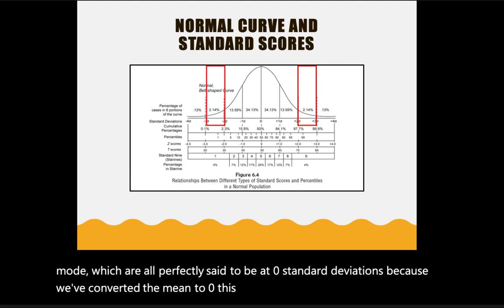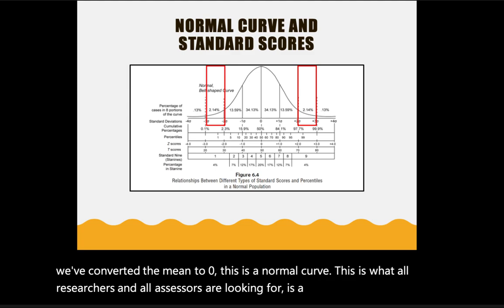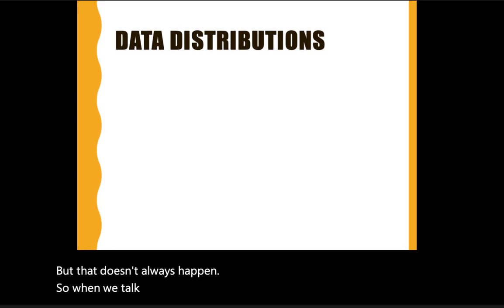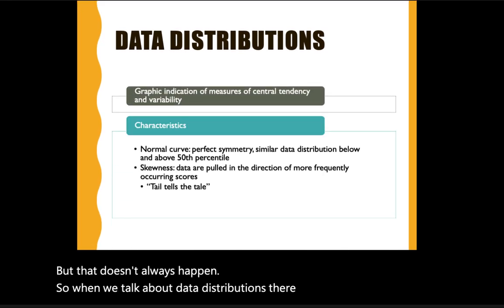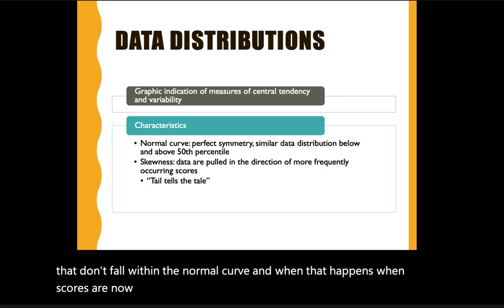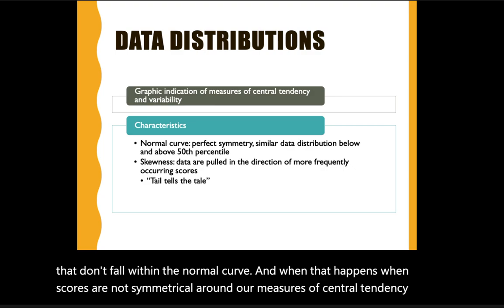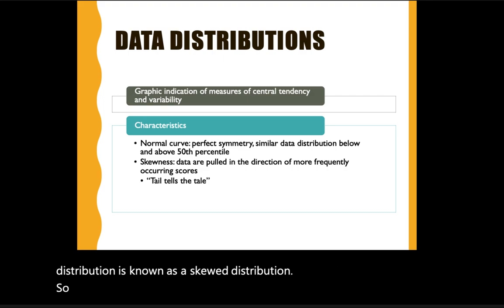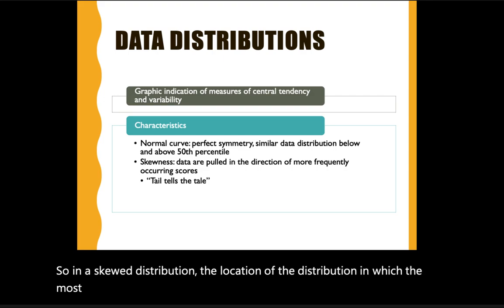This is a normal curve. This is what all researchers and all assessors are looking for, is a standard normal curve. But that doesn't always happen. So when we talk about data distributions, there are some characteristics that don't fall within the normal curve. And when that happens, when scores are not symmetrical around our measures of central tendency, the distribution is known as a skewed distribution. So in a skewed distribution, the location of the distribution in which the most scores fall pulls the distribution in that direction.